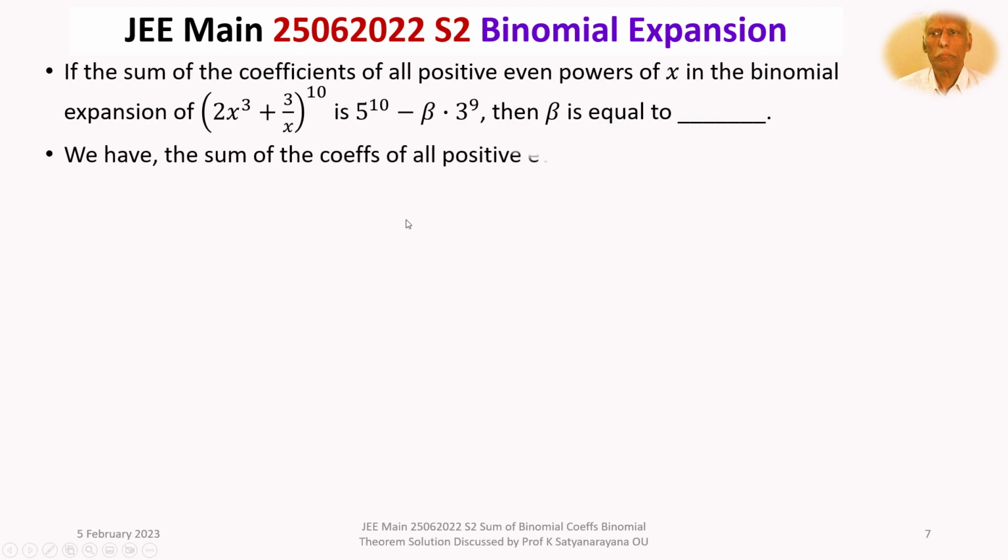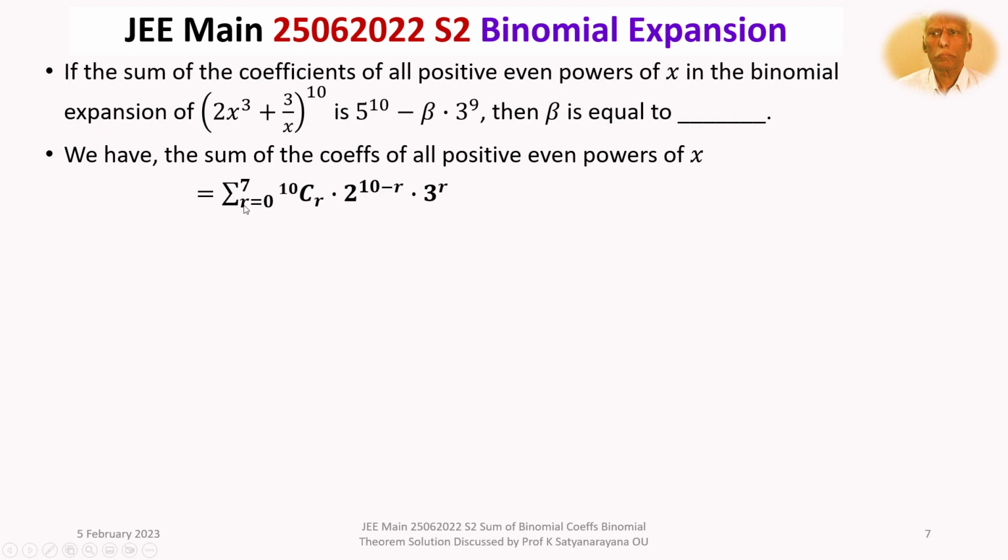So we have the brought forward: the sum of the coefficients of all positive even powers of x, which we have already seen, is sigma r equal to 0 to 7, 10Cr into 2 to the power of 10 minus r into 3 power r. Now, if you see carefully, this is a partial expansion for (2 plus 3) to the power of r. So, here 10Cr is there.